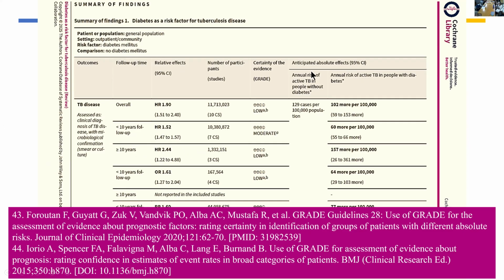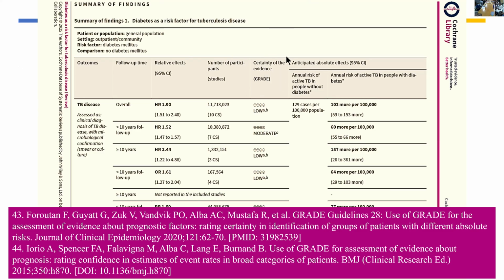This is the annual risk of TB in people with diabetes: 102 more per 1 lakh population compared to non-diabetics. And if you follow up people more than 10 years, this is the extra risk given here. This is called the summary of findings table. Can you see the quality of the evidence somewhere? Great.